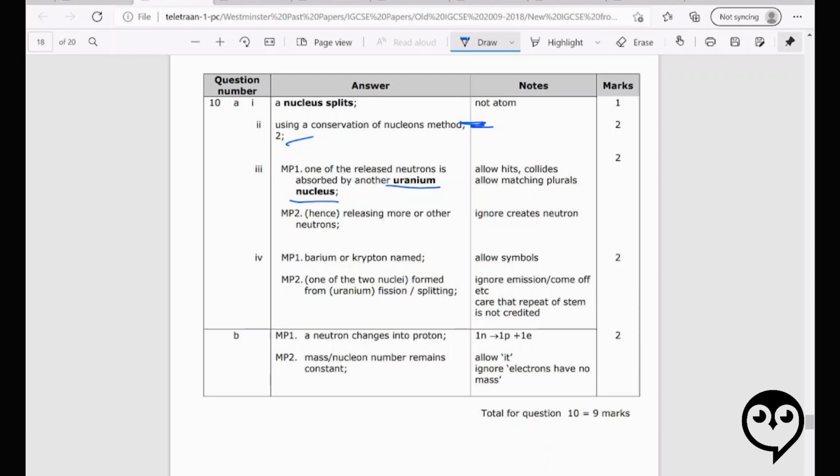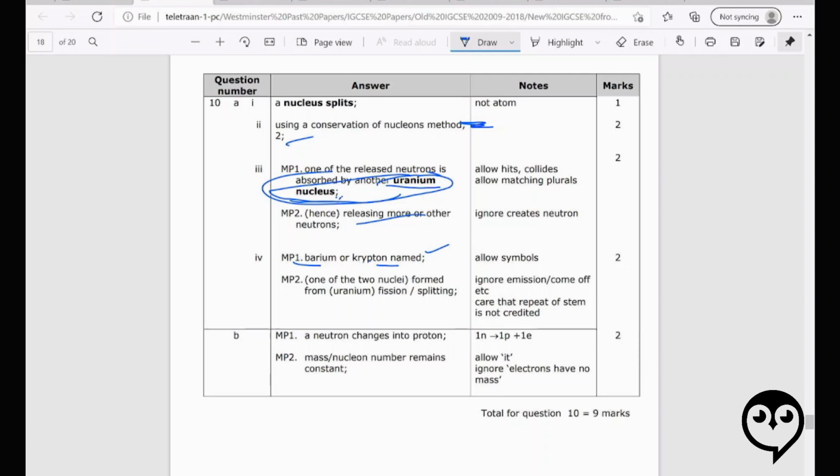We said each neutron can go on and cause another fission reaction, but we actually explicitly need to say it needs to be absorbed by another uranium nucleus. Okay, and then that will release more neutrons, and there'll be more and more, and each neutron released is going to be absorbed by another uranium nucleus. Don't forget that part. Yeah, barium and krypton, we had said those are the daughter nuclei.